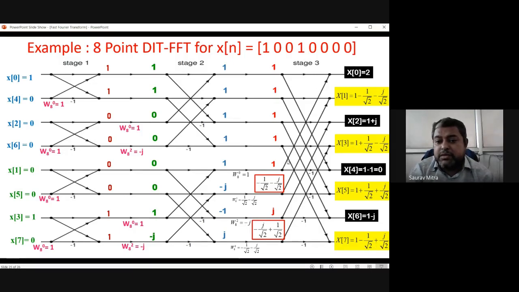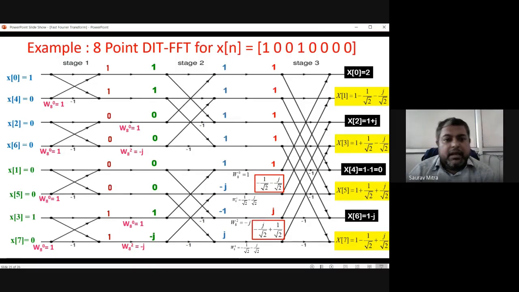So this one comes below, from the fourth line it comes to the eighth line, and this minus j by root 2 is getting multiplied with minus 1, so it becomes plus j by root 2, and plus 1 by root 2 is getting multiplied with minus 1, so it becomes minus 1 by root 2. So you can find that this is the whole thing, and this kind of solution is expected from you, and things are very simple.